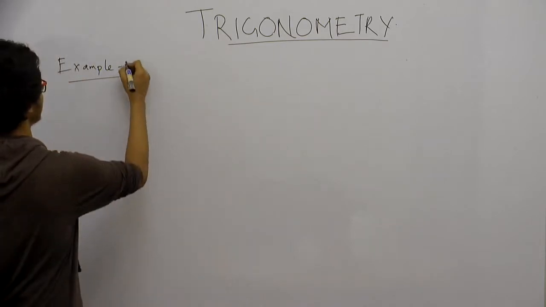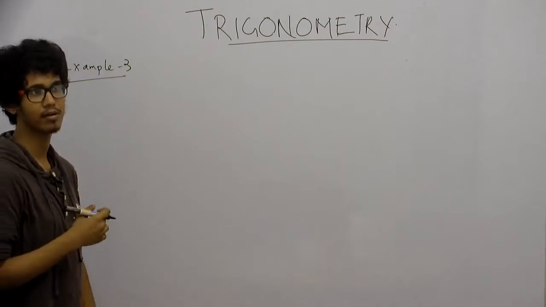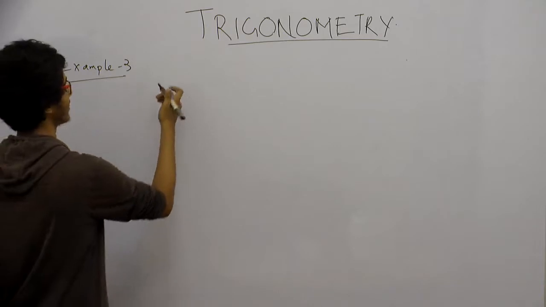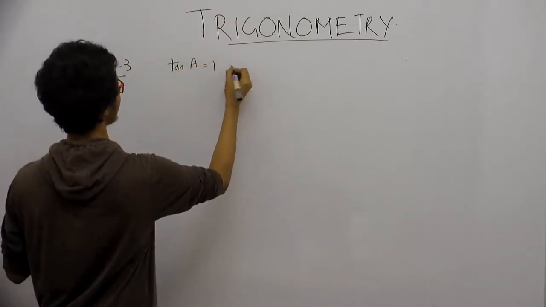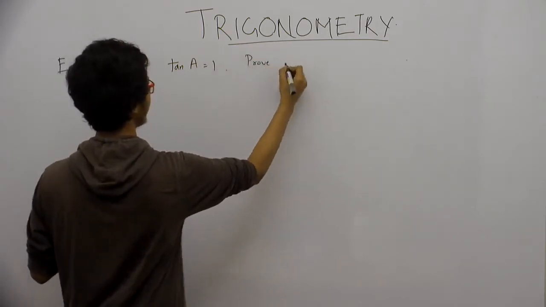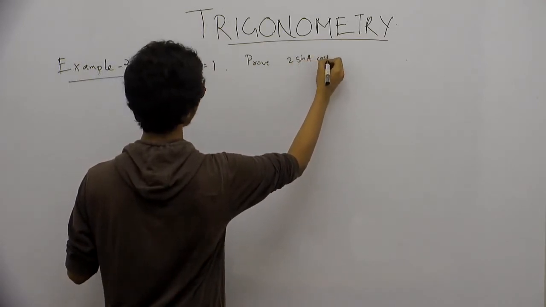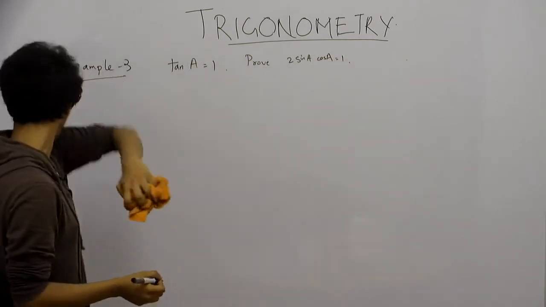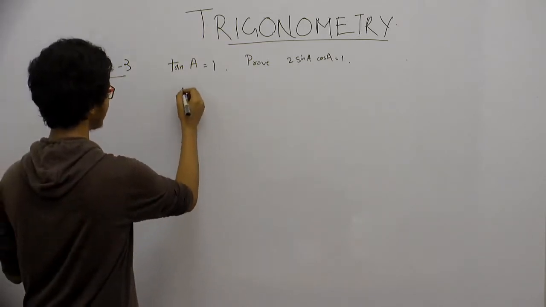Let's do another example. Suppose we are given the value of one trigonometric ratio and we have to find others in terms of it. Suppose we are given that tan A equals 1, and we have to prove that 2 into sine A into cos A is equal to 1. Now, we know tan A equals 1.